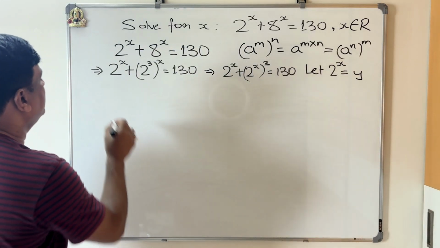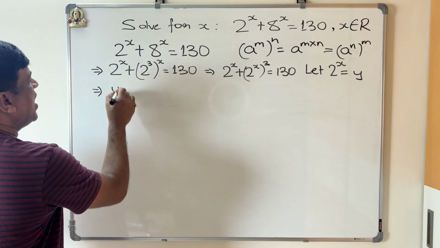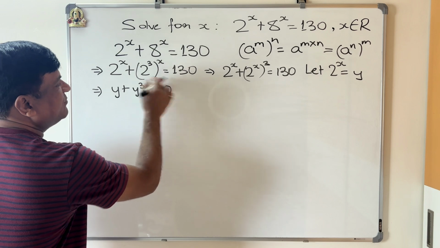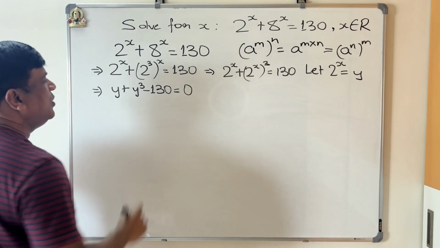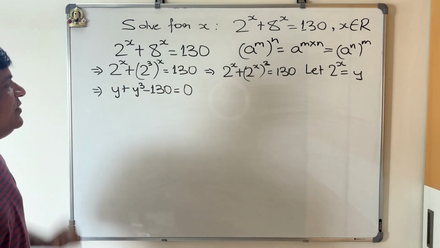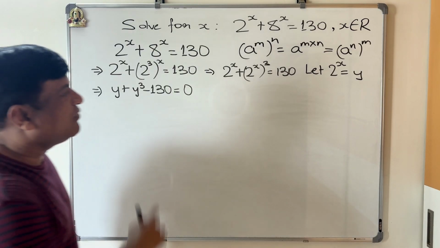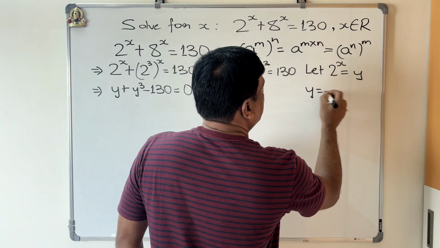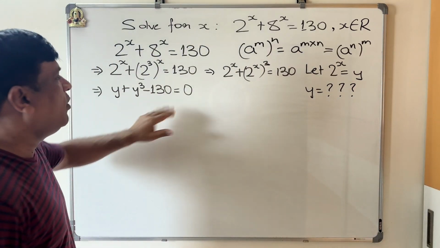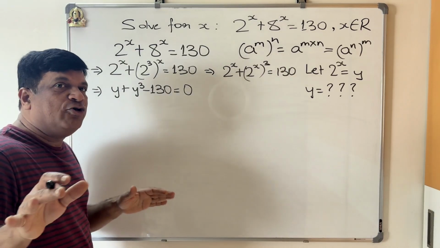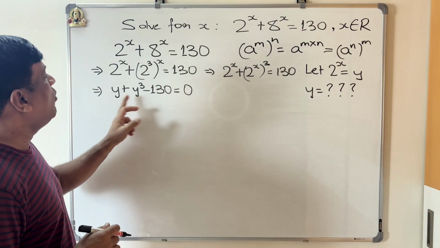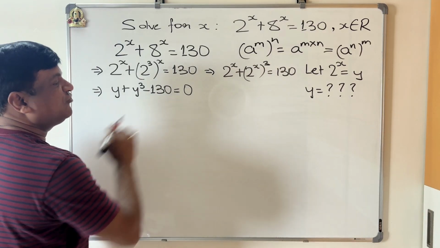So what do I get? My equation becomes y plus y cube minus 130, I'm going to take this 130 over here, is equal to 0. So you get a cubic equation over here. You need to solve this cubic equation, and when you solve it, you are going to get three values of y. So whenever you have a cubic equation, what you need to do is a hit and trial method to see what value fits so that this equation is true.